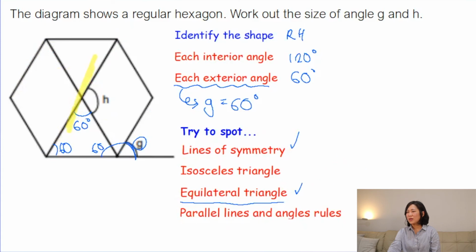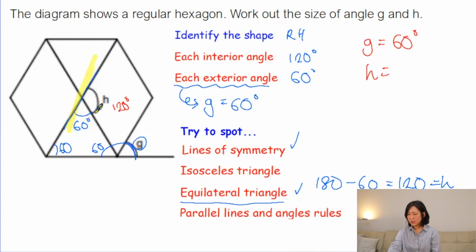Now, can you notice something? So lines of symmetry. Yeah, these are straight lines. So angles on a straight line add up to 180. So you can see the supplementary angles, right? Angle H and 60 add up to 180. So that's why H is 120. So G is 60 degrees and angle H is 120.